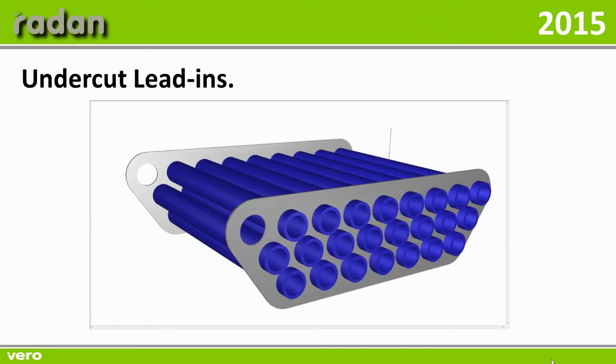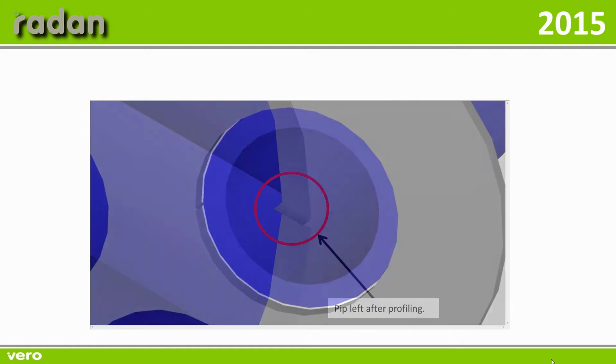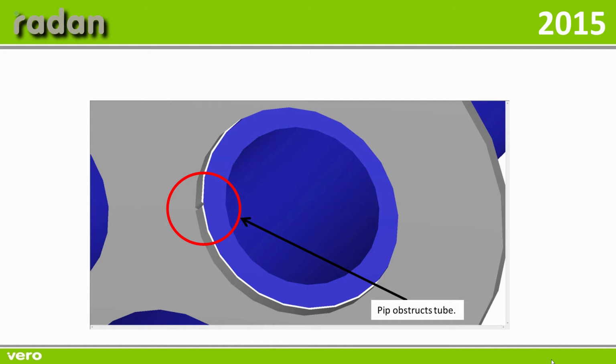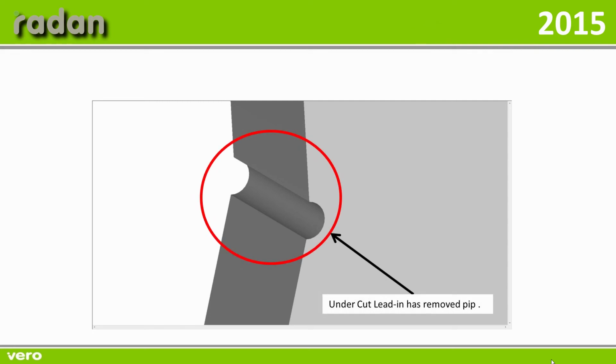So here on screen you can see an example of 2 plates with some tubes that have to pass through them. And here we have a precision hole that is cut to the size of the tube. Now if I zoom in, you can see that even with a lead-in, lead-out or an overburn, I've left a small pip of material. Now this will actually cause an obstruction when I try to offer my tube up to pass through this hole. To avoid that, in Radan 2015 we added something called undercut lead-ins. So as I said, a small amount of additional material is removed to ensure that this pip of material is taken away from this hole.